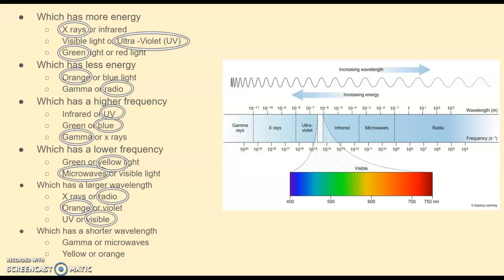And the opposite of this, shorter wavelength, which would mean higher frequency, right? Gamma rays or microwaves, that would be gamma. And yellow and orange. Shorter wavelength, that would be my yellow.